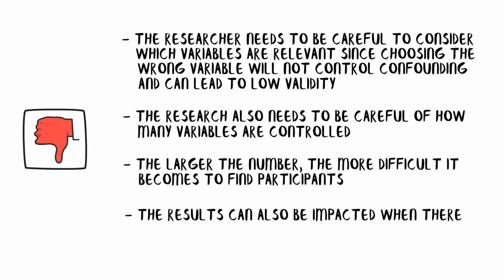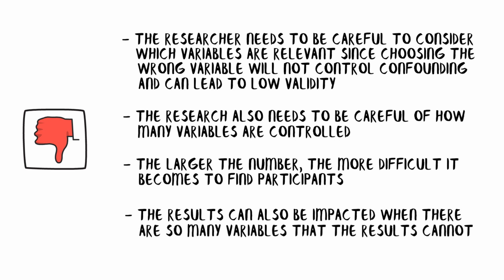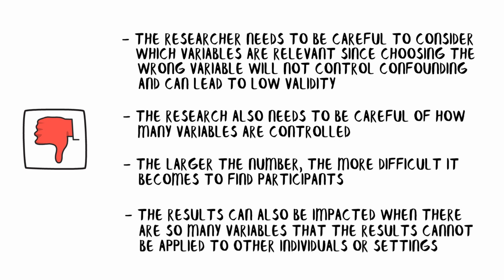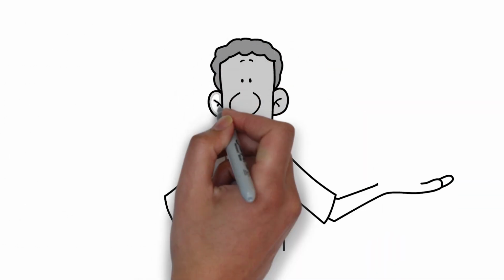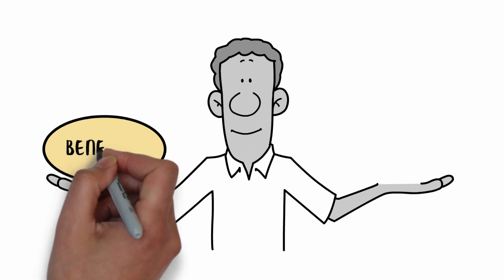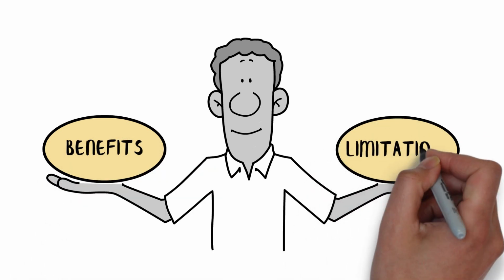The results can also be impacted when there are so many variables that the results cannot be applied to other individuals or settings. Just like with the use of deception in research, the researcher needs to weigh the benefits of individual matching against its limitations.